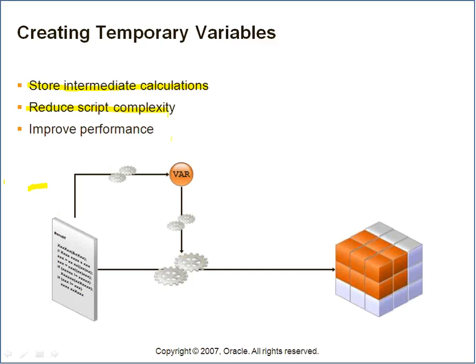Maybe you are trying to use some value which you are getting through a very complex calculation or complex combination. Then what you do is you just pick that up and put it in a variable. Or let's say you want to retrieve a value which you are going to use multiple times. So you just retrieve that into a variable and then you can use it multiple times. And to improve the performance. So these are typical conditions under which we should look at creating temporary variables.